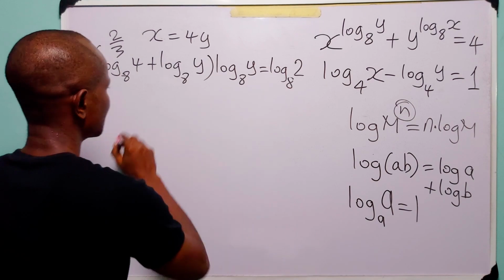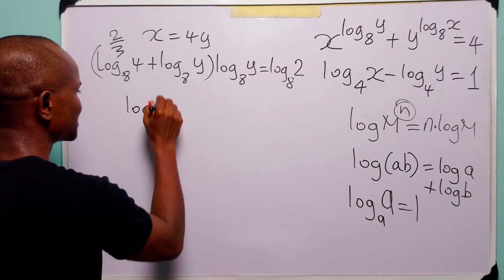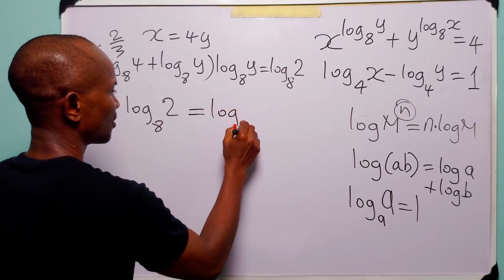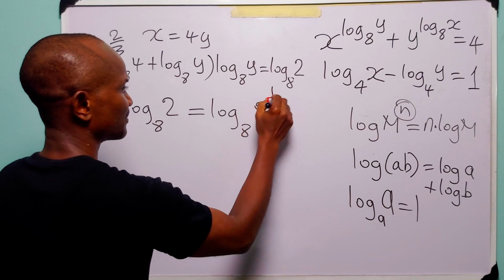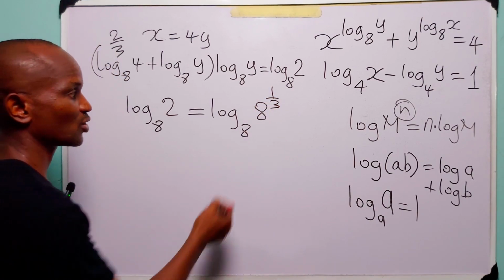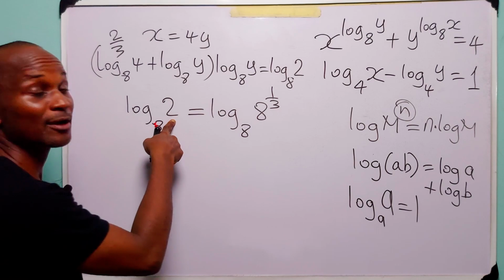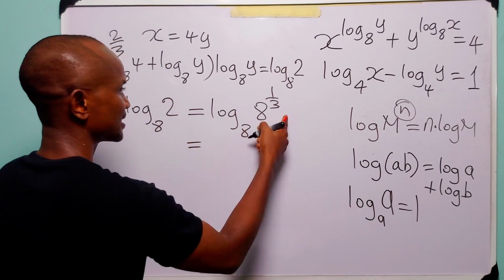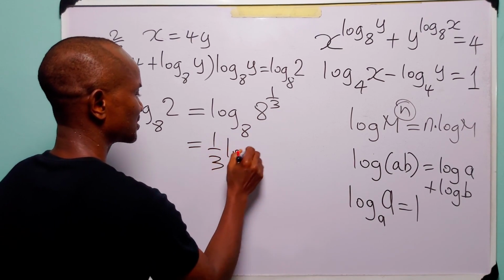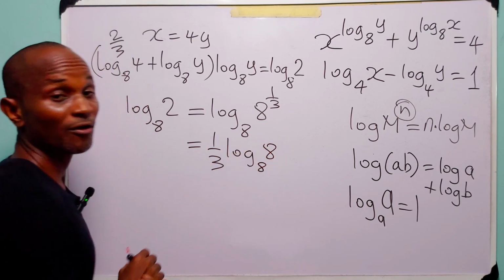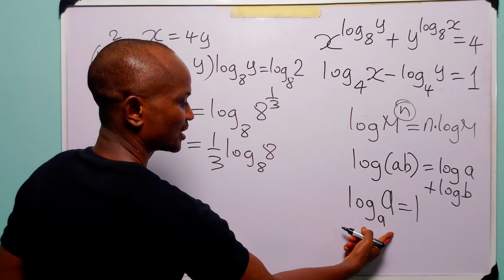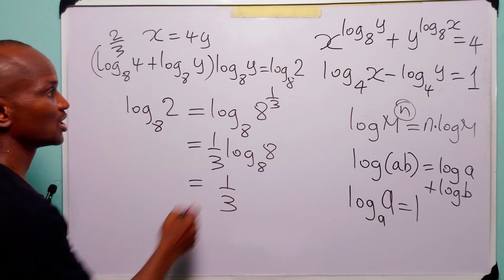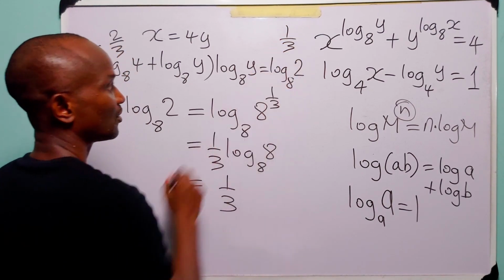Now let us look at this. That is log to base 8 of 2. We know that this is equal to log to base 8 of 8 to the power 1 over 3, because of course, the cube root of 8 is equal to 2. Once more, applying the power law, this is equal to 1 over 3 multiplied by log to base 8 of 8. And according to this, this is going to be equal to 1 over 3. So this is equal to 1 over 3.